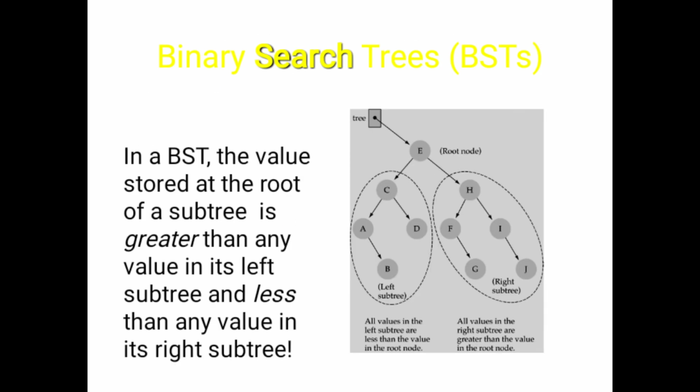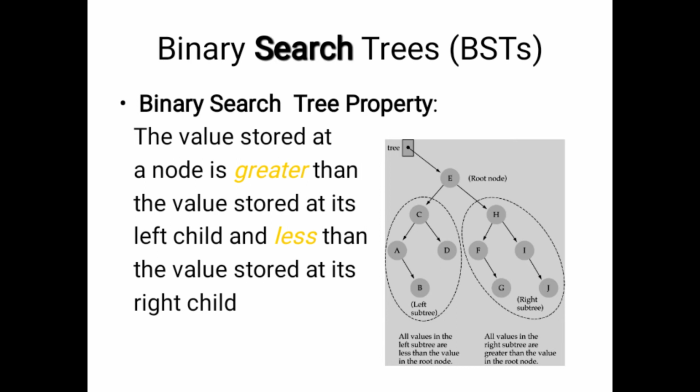So a binary search tree has the property that the value stored at a node is greater than the value stored at its left child and less than the value stored at its right child.